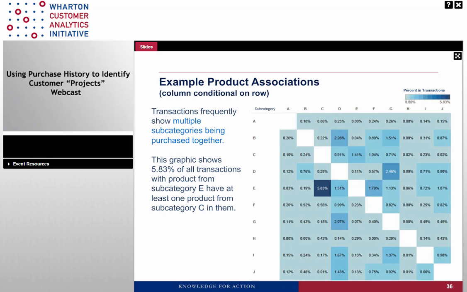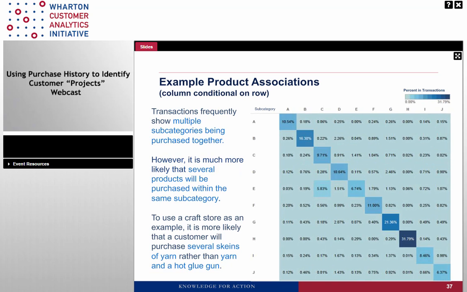However, it turns out that products from subcategories are purchased together quite a bit. In fact, for subcategory H, almost a third of all baskets with category H in them also have products from category H. Different SKUs, but different products. So as an example we put on here from the craft store, it's much more likely in this data set that a customer will purchase multiple skeins of yarn rather than yarn and something else like a hot glue gun.